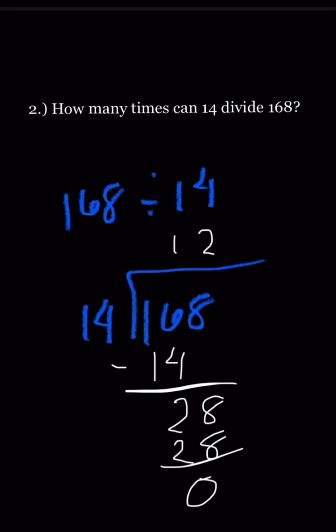So, meaning to say, there are 12 times that 14 can divide 168. So this is the answer. Okay, now let's go to number 3. A haystack has a diameter of 16 feet.